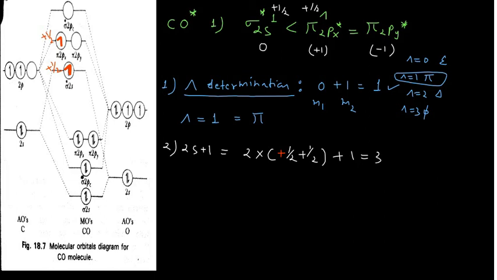So the term symbol would become, so I can write the term symbol. That term symbol would be pi, and there is the spin multiplicity. Since it is a heteronuclear diatomic molecule, there is no need to put the g or u, because heteronuclear diatomic molecules do not have a center of symmetry. And since this is a pi term, there is no need to put the sign of the wave function with respect to sigma v.